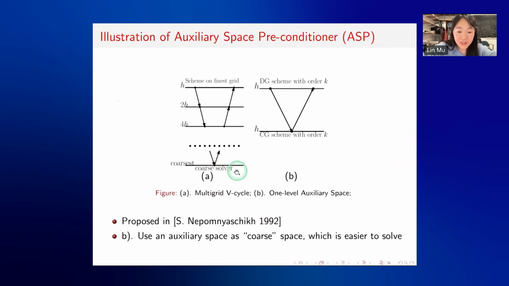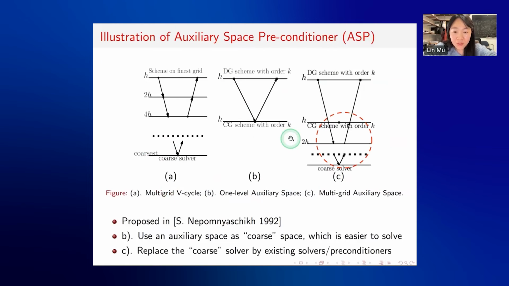Auxiliary space preconditioner is very similar to this one, but the difference is we replace the coarse level solver by another scheme. For example, let's think about using the continuous Galerkin scheme with the same order on the same mesh. We will solve the problem with CG of order K, then go up and down to get the numerical solution for our DG scheme. Because we only go down once, this gives us the one level auxiliary space preconditioner.